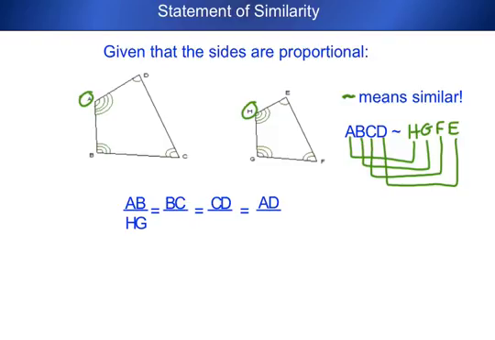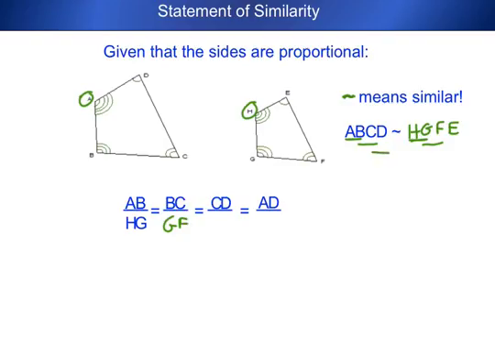Now, we also know what sides are proportional. Just from our similarity statement, I'm going to erase this just a second. We can tell that side AB is proportional to HG, just because of the way the letters line up. The similarity statement tells us everything that we need to know. BC is proportional to GF. And CD is proportional to FE. And AD is proportional to HE. All of these ratios are equal.